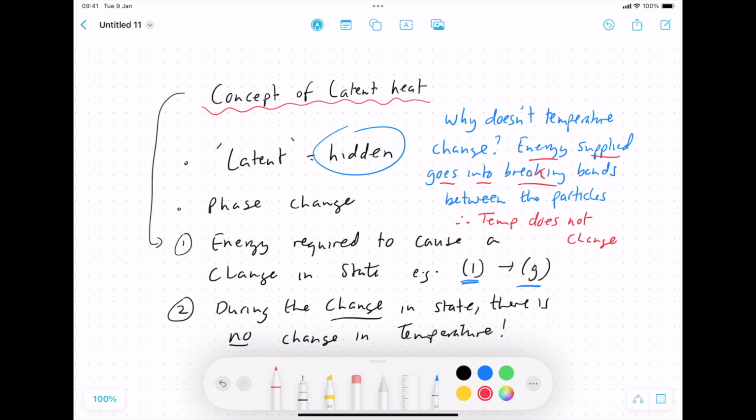Right, lastly, before we look at the worked example, we've got an equation for it. So we have L, the latent heat, is equal to E, as I've been using the symbol E for energy in my other videos, divided by m. So L is the latent heat of the substance and E is the energy either supplied or removed to cause that change in state, and m is the mass. So that's the equation there.